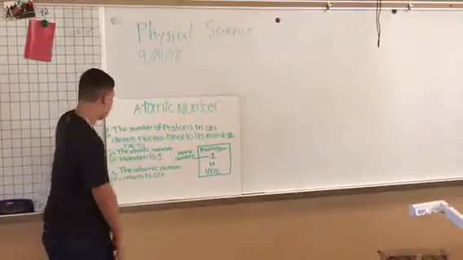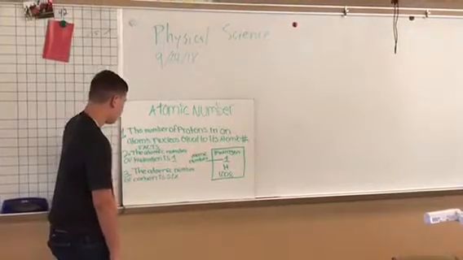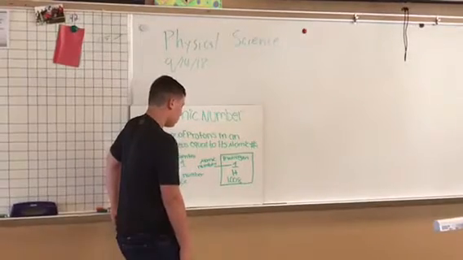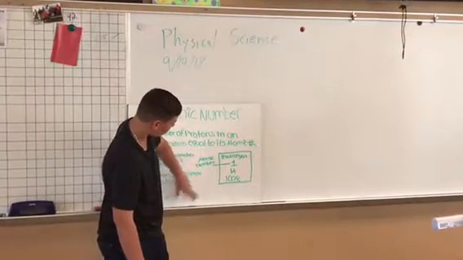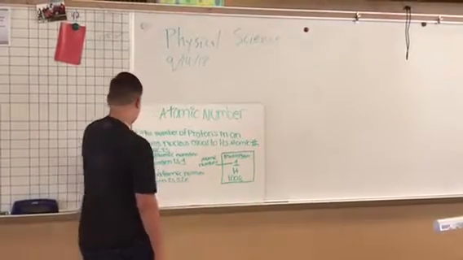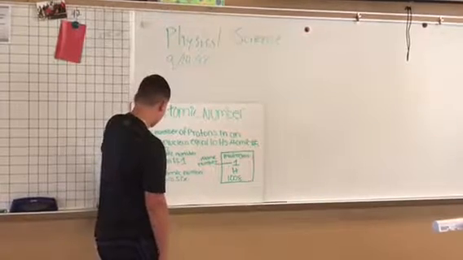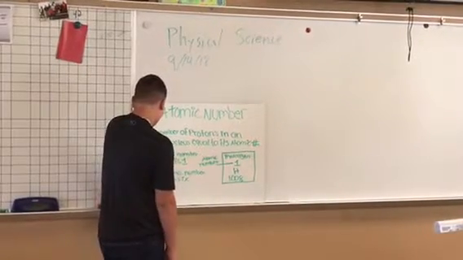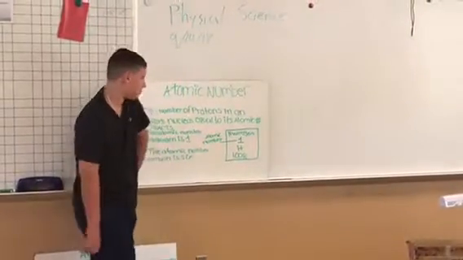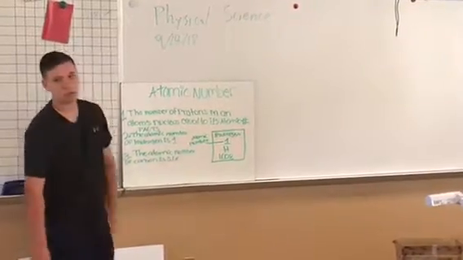The number of protons in an atom's nucleus is equal to the atomic number. Over here we have the atomic number. The atomic number of hydrogen is 1, and the atomic number of carbon is 6. And so what's that a picture of? From the chart. From the periodic table. Very good.